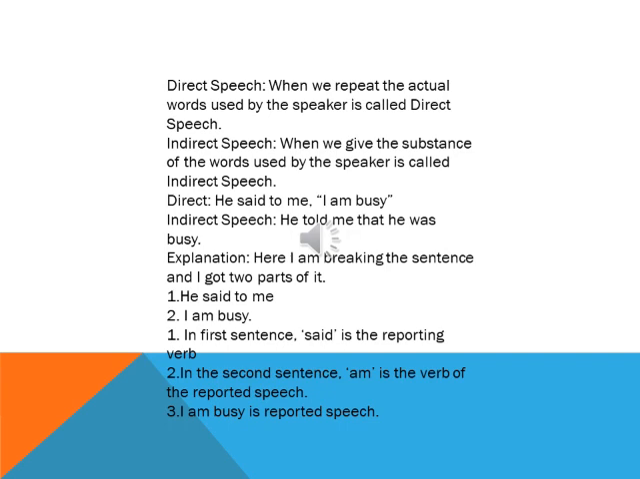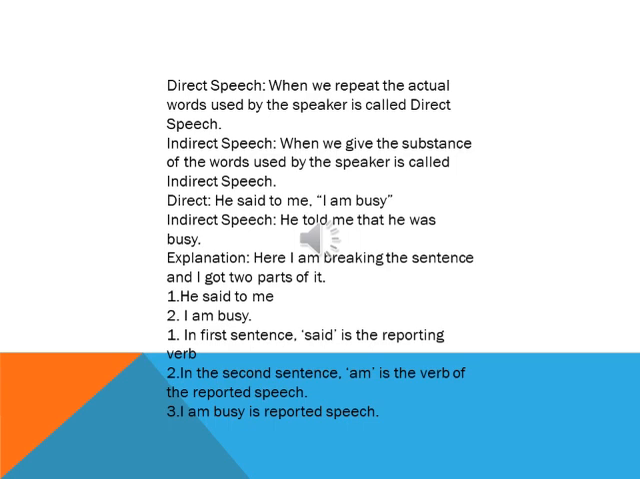Now let me explain it with an example. The example of direct speech is: he said to me, comma, inverted comma, I am busy. He said to me, "I am busy." And the indirect of this sentence is: he told me that he was busy.